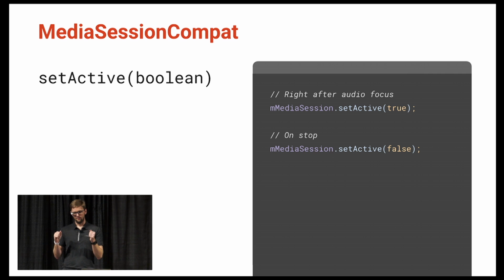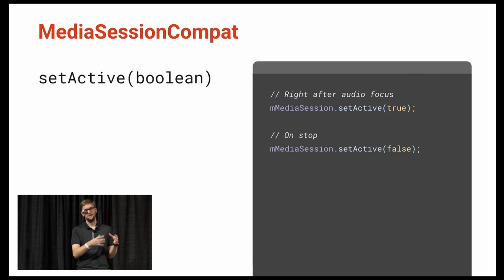So we haven't actually set that we want to be the preferred media button. Thankfully, it's one method, set active. I bet you can guess what the Boolean does. True means we want to become the active media button receiver. False means we're done and you can leave. So it actually does a lot behind the background, but one of the things it does is the media button intent.